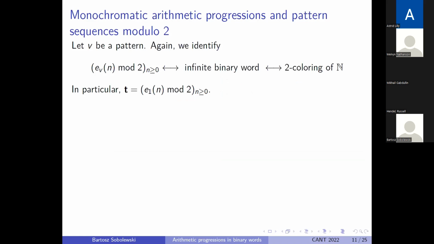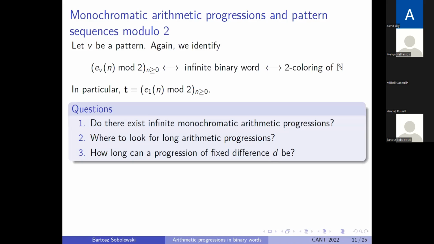And moving on, as in the beginning, we can identify this pattern sequence, reduced mod 2, with an infinite binary word, and again with a 2-coloring of the non-negative integers. So in particular, if we take the pattern V equal to 1, then we obtain exactly the Thue-Morse sequence. So this is precisely the situation I talked about in the beginning.